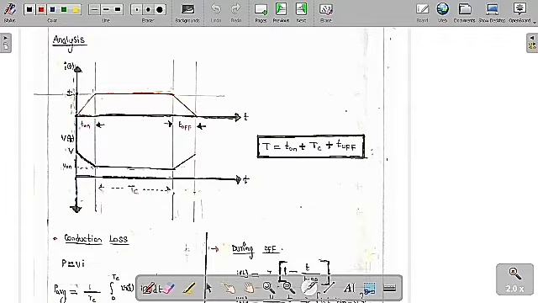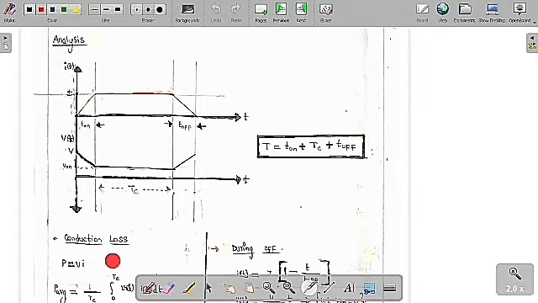Let me assume this is the time Tc. The time between these two instances is Tc. So now we can see clearly the overall time. This is called the overall time. I am going to assume the overall time is the summation of T on plus Tc plus T off.